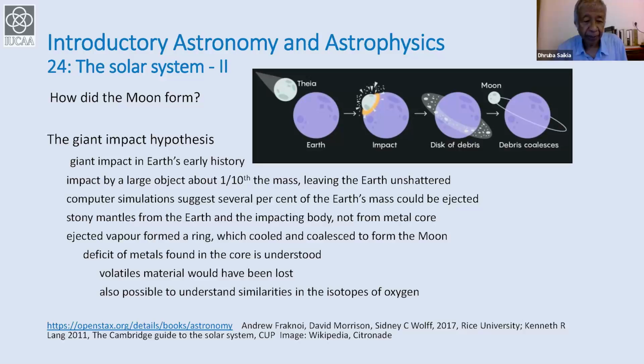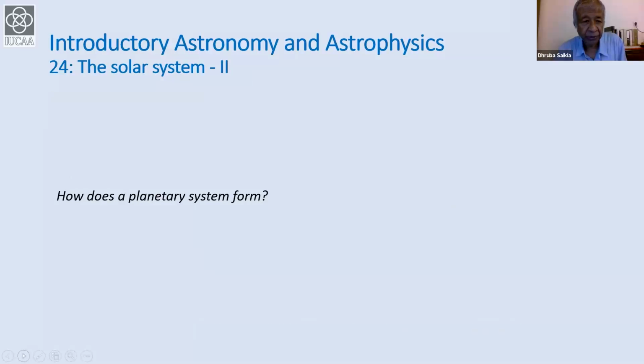And this also explains why the absence of metals found in the core is understood. The volatile materials have been lost, and it also explains the similarity of isotopes. So both computer simulations and the similarity of abundances of isotopes of oxygen are what have led people to believe that this is the way the moon has originated. But this is not the way for all moons. Some moons may have formed in the vicinity of, for example, the Jovian planets, and may have been gravitationally tied to the parent planet as well.